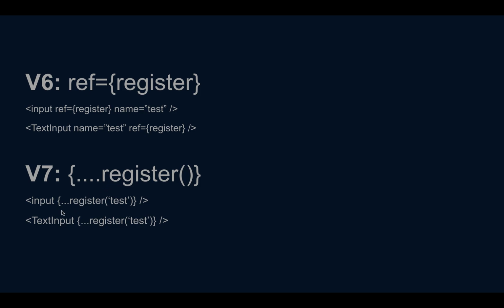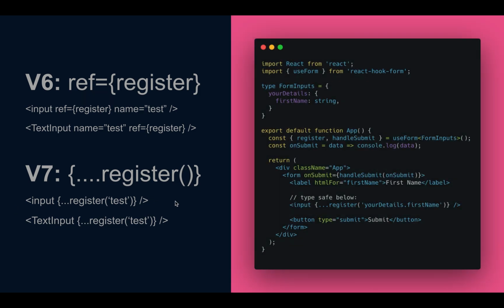So the syntax is going to change slightly from ref equals register to a spread operator, where we invoke the register function, and we can type check the input name. But behind the mechanism will still be the same. We get a ref, we do a callback, and then we register the input, and so on. And the result is we're going to be able to type check deep nested objects, such as in this example, which in the current version is impossible because there is no way you can get a name out of this register, simply because the name attribute is on the input itself.